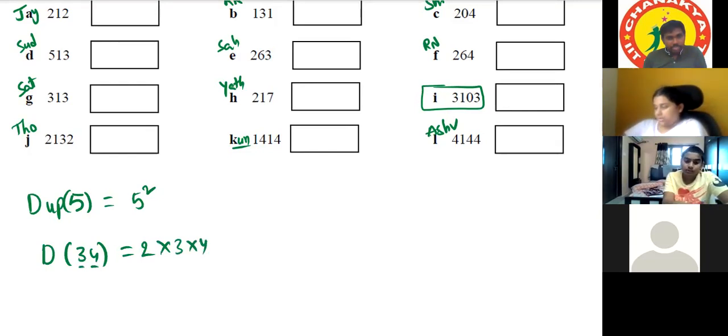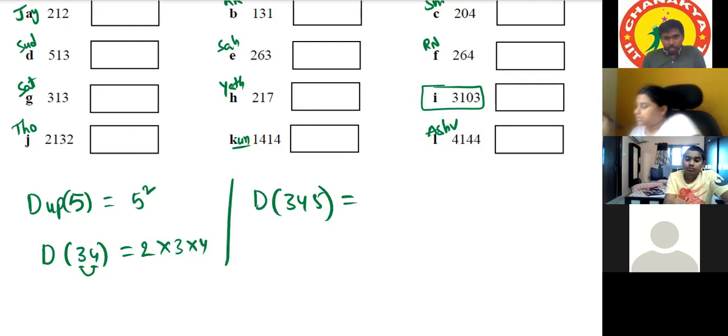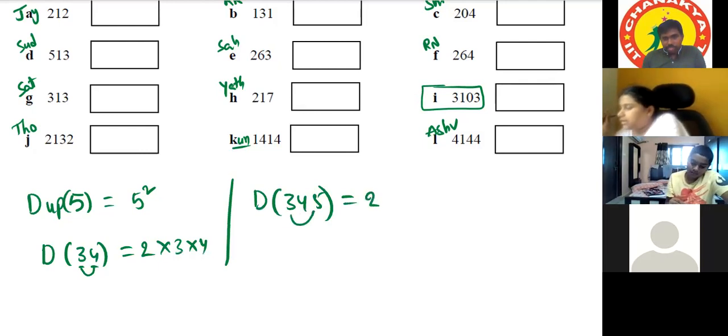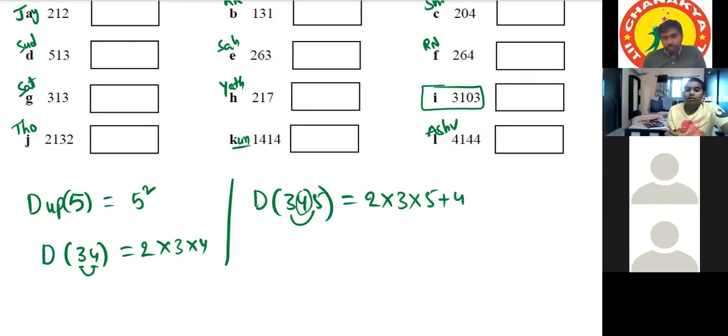Toshnika and Jayita, is it okay? 2 times of product of the digits. I will go to 3-digit also. You understand this one? Yes, sir. Okay, then 3-digit number, see. Duplex of 345 is 2 times of product of extremes plus middle digit square, 4 square. Toshnika, understood?